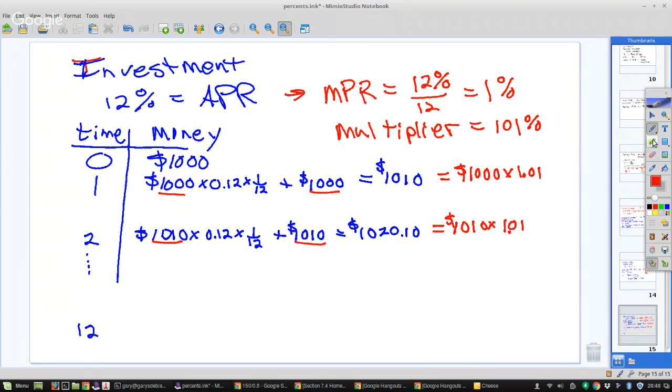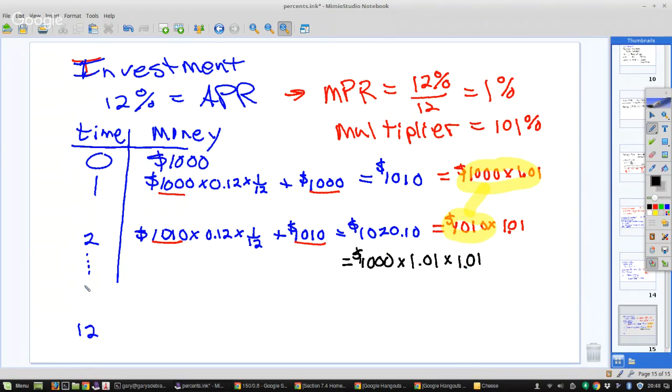Now, keep in mind, though, that this $1,010 came from that expression right there. So I can do a little substitution. So what that's going to give me is that this $1,020.10 came from starting at $1,000, multiplying by 101% once, and then multiplying by 101% a second time.